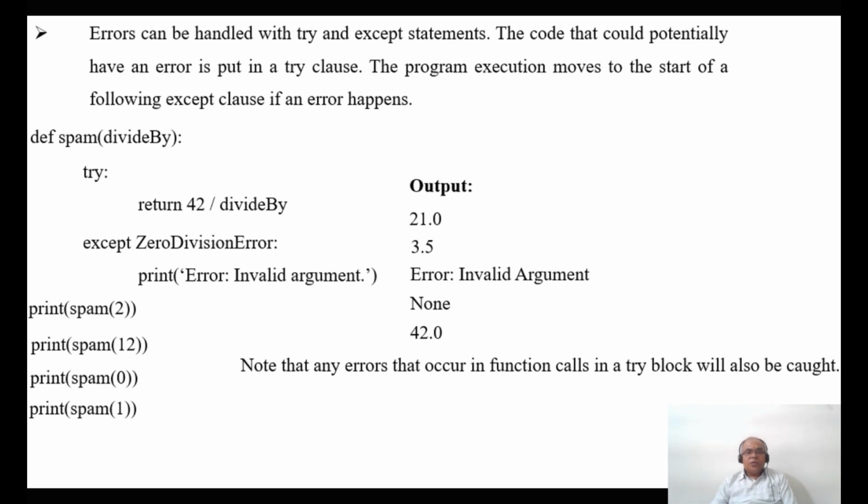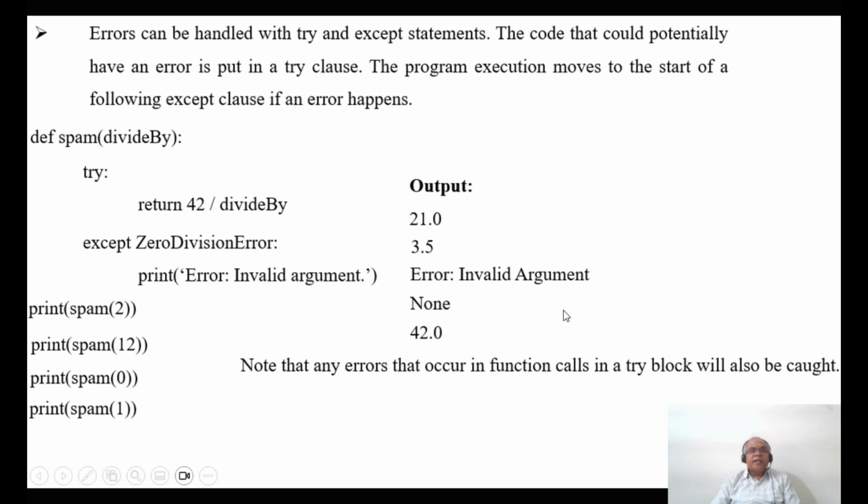So this is how it works. Note that any error that occurs in the function calls in a try block will also be caught. So even though it divides by 0, it gives an error statement and again it goes back and continues. But in the previous case, it was crashing the program in the middle of the program itself. Now, even though the error is happening, we are able to run the program, and the entire sequence of the program is executed.